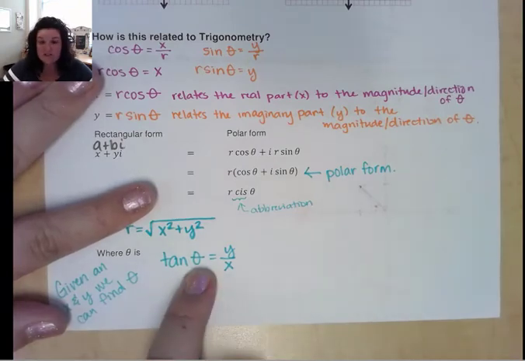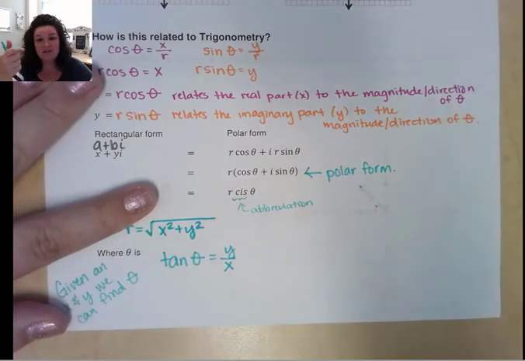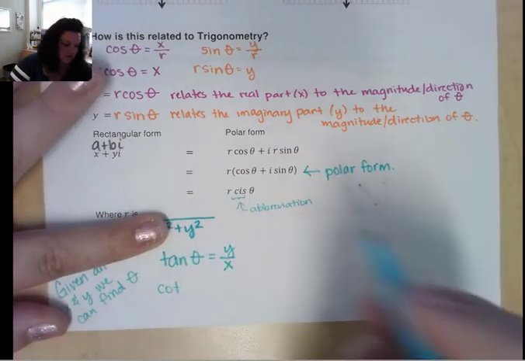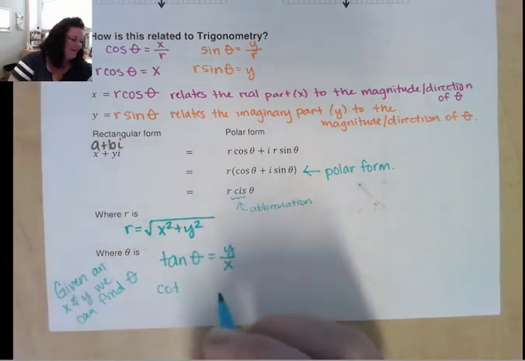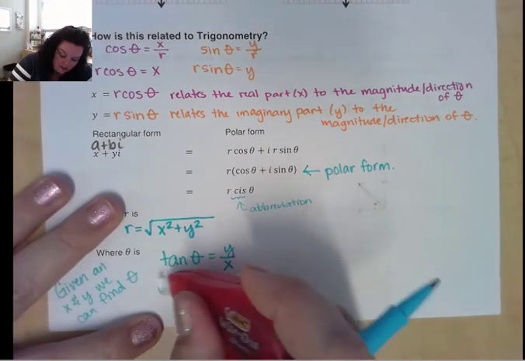But remember, we're solving for theta, right? Not tangent theta. We're trying to figure out what theta is. So to get rid of this tangent, all I have to do is use its inverse trig function. So I would take, not cotangent. I don't know what I'm writing. I'm making up stuff.